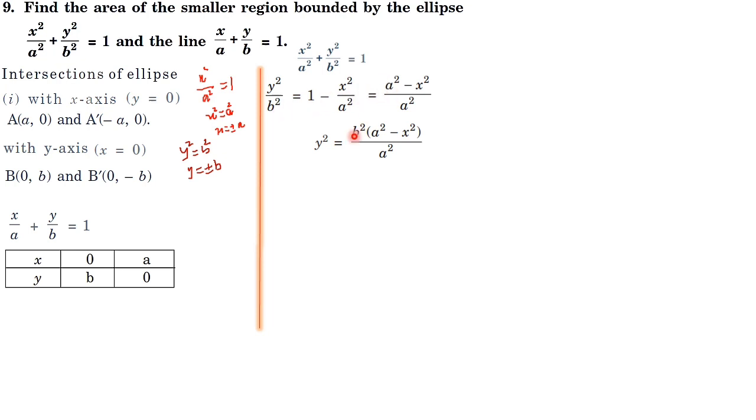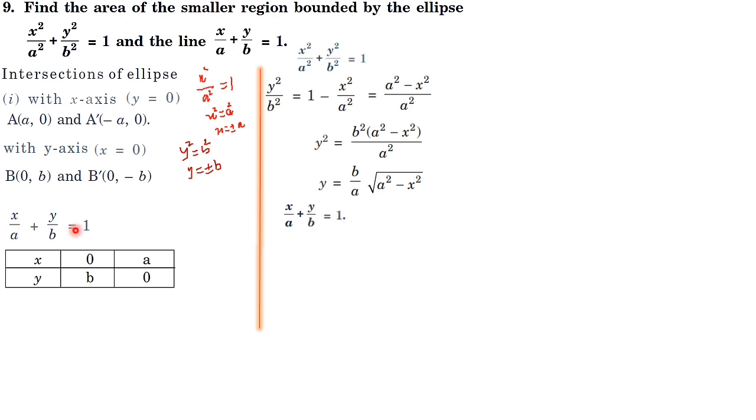So b square into a square minus x square by a square. Then y we need to calculate, because for integration this one we need. Y is equal to root of this quantity. But when we take the root, this term and this term square roots will come out as constants, that is b by a. Square root of b square is b, square root of a square is a, into root of a square minus x square.